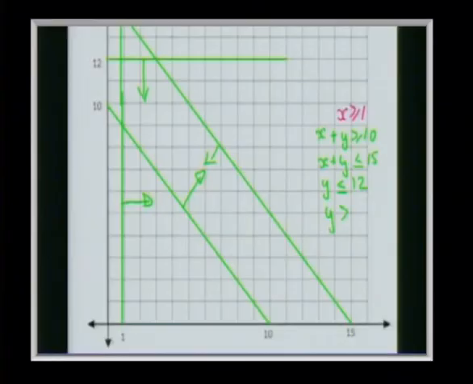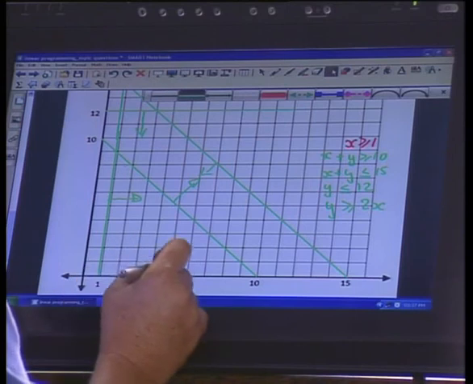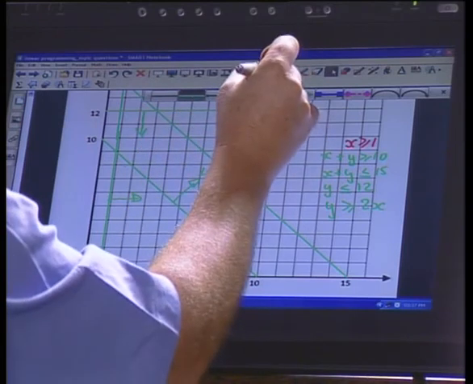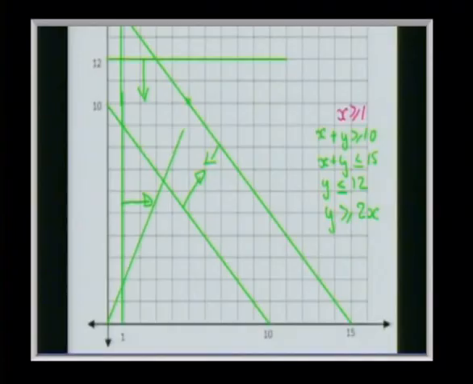Right, and the last constraint we got was that y is bigger than or equal to 2x. Now this one, remember, 0, 0 is one of the points, and we're going to have to take another point somewhere on our grid to join the two lines. So I'm going to just choose a point. X is 5, y is 10. The point 5, 10, 1, 2, 3, 4, 5, 10 would be over here somewhere. And that's the point I'm going to use to draw my line with.